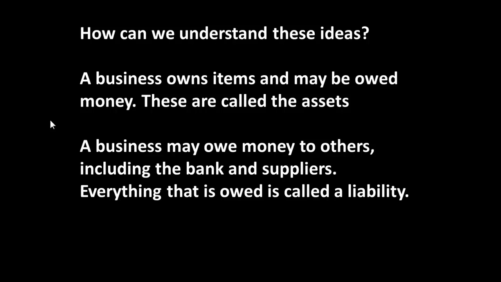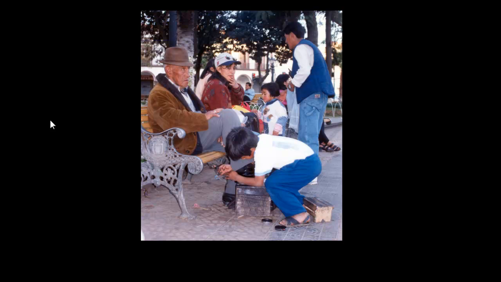Of course, a business may also owe money to others, including the bank, and of course any supplier that it's bought goods off. So everything that is owed is called a liability. So we have assets and we have liabilities. Okay, what is an asset?